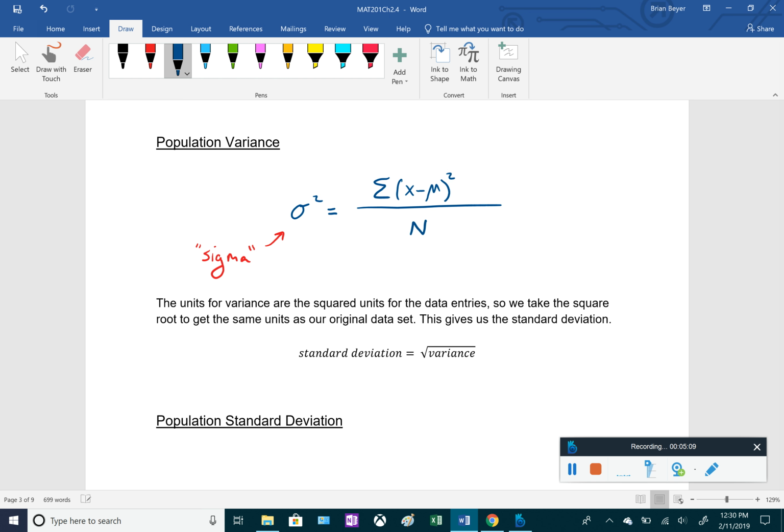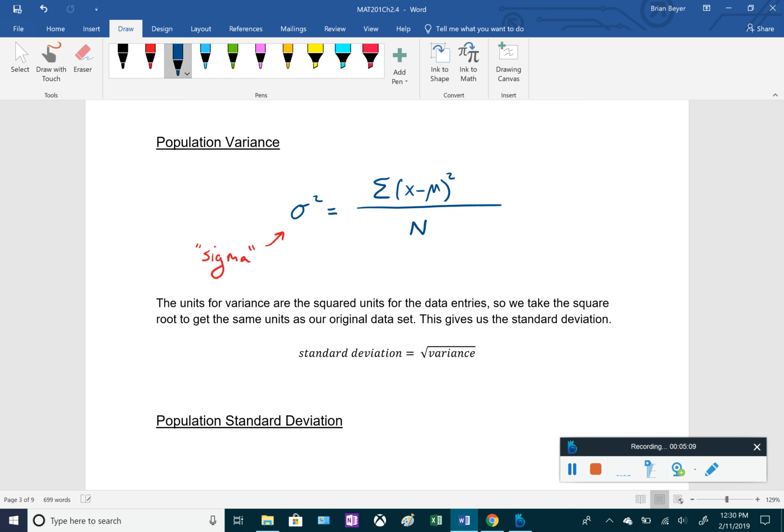So first we have to find each deviation, and then we have to square it and then divide by how many there are, and that's going to give us the variance. The issue here is that since we squared the deviation, the units for variance are squared units. So let's say our data entries were lengths in inches. The variance would be inches squared. So that doesn't really help us.